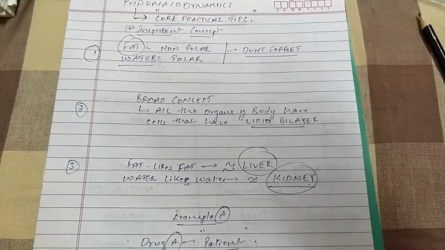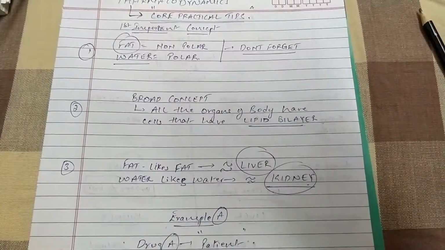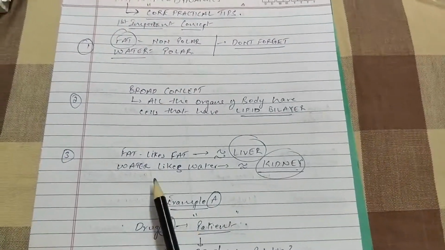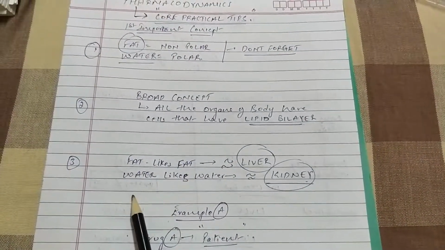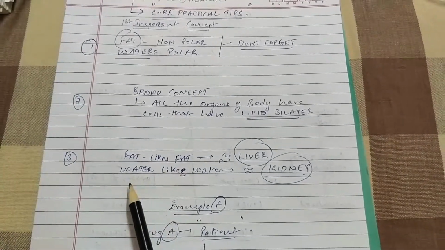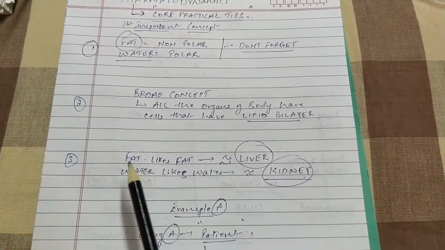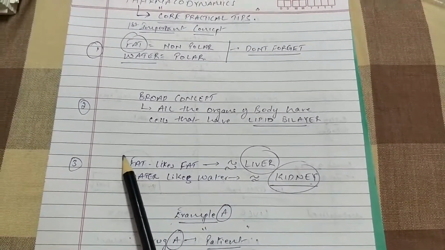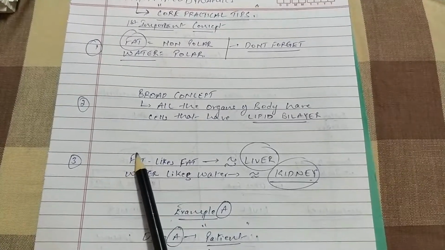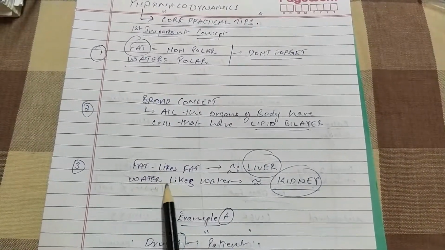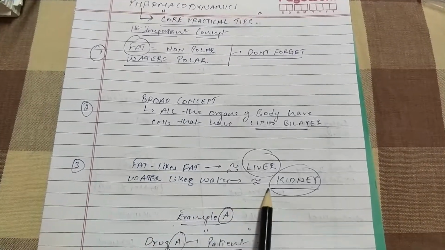Secondly, for all main purposes, entire organs of the body, all the cells, have a lipid bilayer membrane. This is the second core concept. And the third core concept involves fat likes fat, water likes water. They don't intermingle, and fat doesn't like water, water doesn't like fat. And always remember that whenever we give any fat product in terms of medication, the fat always goes into the liver for metabolism, and water soluble medicine always goes into the kidney for metabolism.